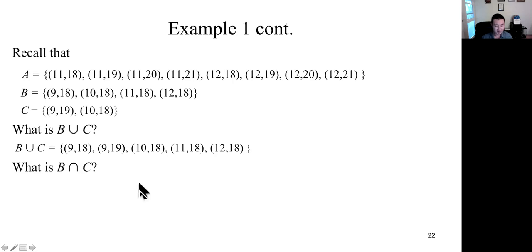So what is B and C? The events that occur in both B and C are 10, 18. Okay, no more.